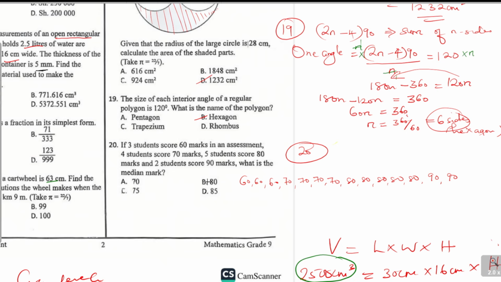What is the median mark? When you look at this data, it is already in ascending order from the smallest to the largest. You have 3 60s, then 4 70s, then 5 80s, and then 2 90s. When you're getting the median mark, the first thing you should ensure is that the data is arranged in ascending or descending order. This one is okay. The median is the middle value amongst all these values that I've listed here.